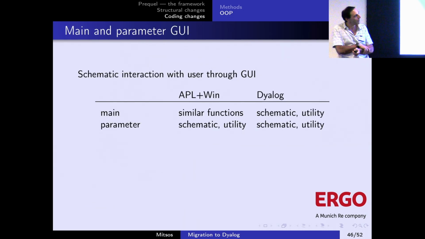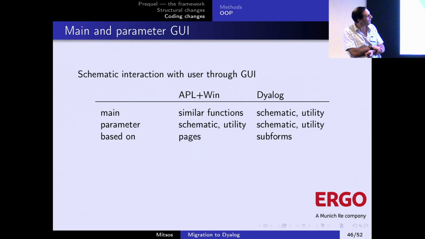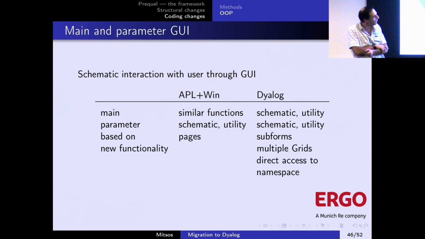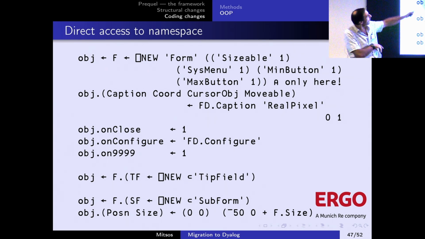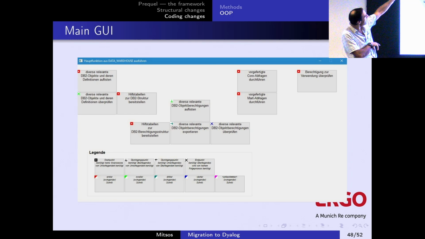GUIs. I have only schematic interaction with the user, with my 3 or 4 users, they are not more in the company. I need a main GUI with buttons that calls main functions, and a parameter GUI to set parameters. I added some functionalities during migration, and I use the namespace syntax for GUIs. This is a part where objects are created. I do not use the quad W sheaf paradigm. Do not bother reading the German text.